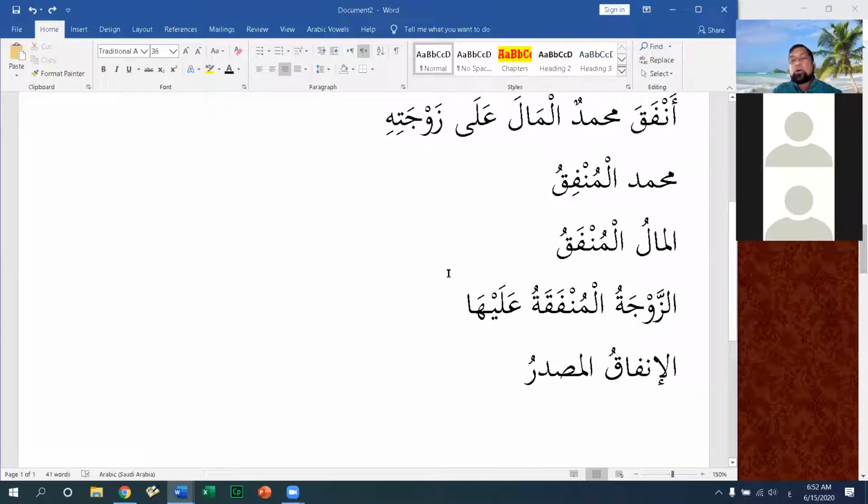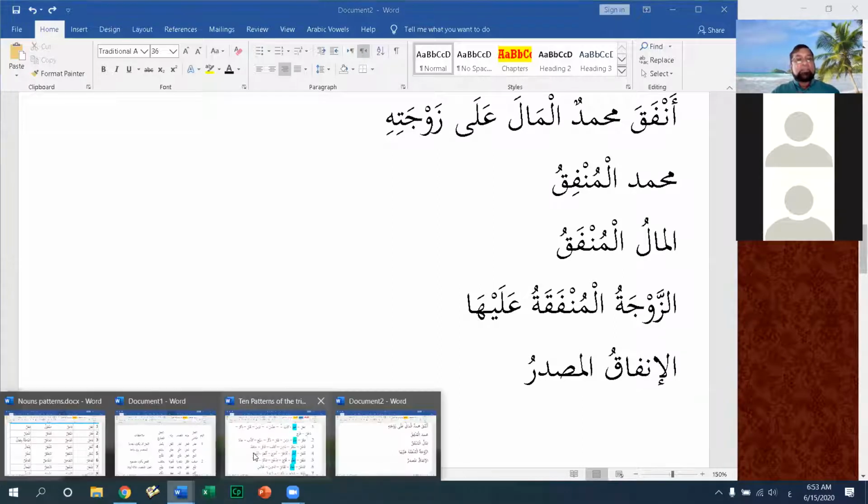Az-zawjatu al-munfaqatu alayha. So this means the wealth was what was spent, and the zawja is the one that was spent upon. So you'll use the ismul maf'ul for both of them, but the direct ismul maf'ul is the wealth that was spent, and the zawja is the one the wealth was spent upon, and the action is al-infaq.